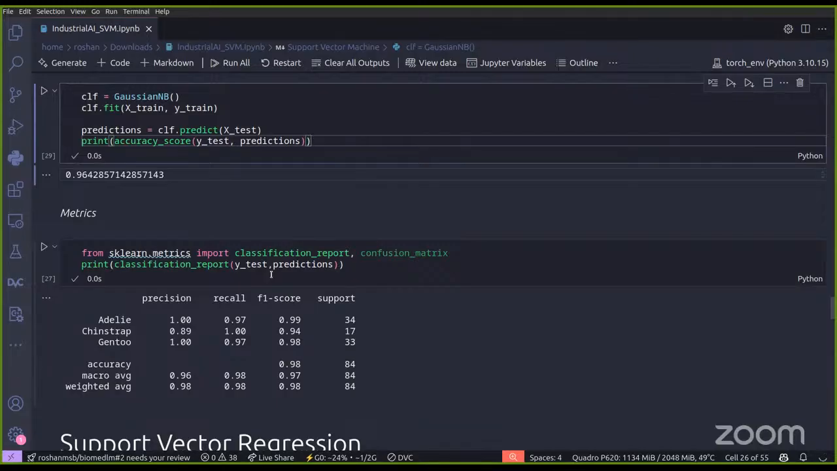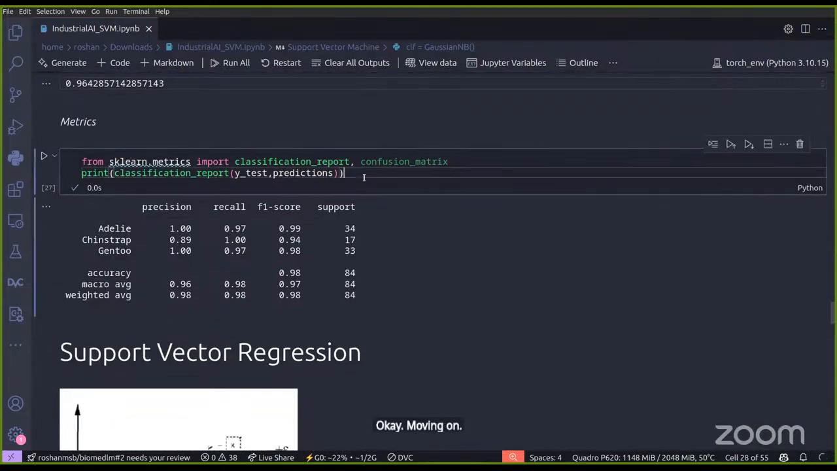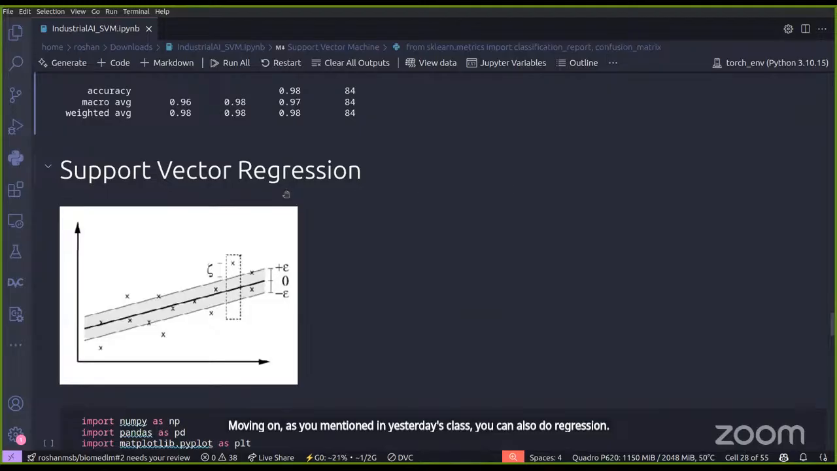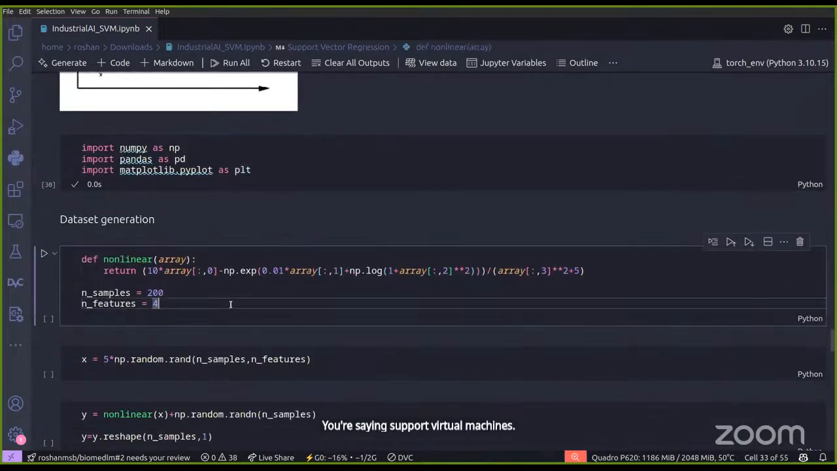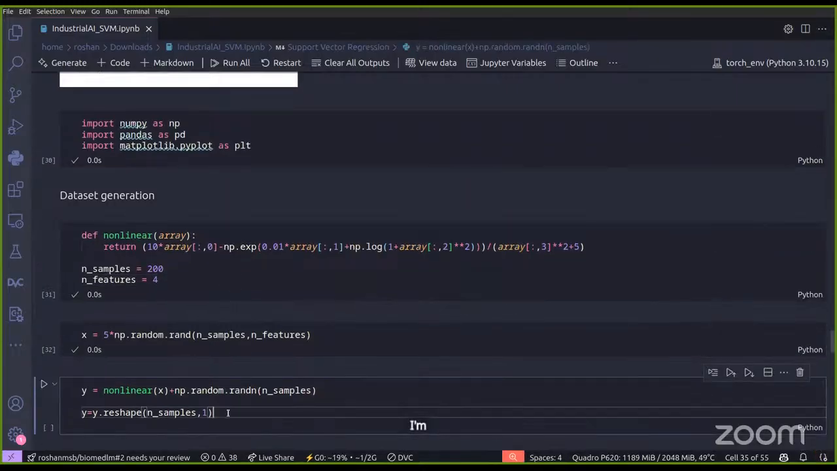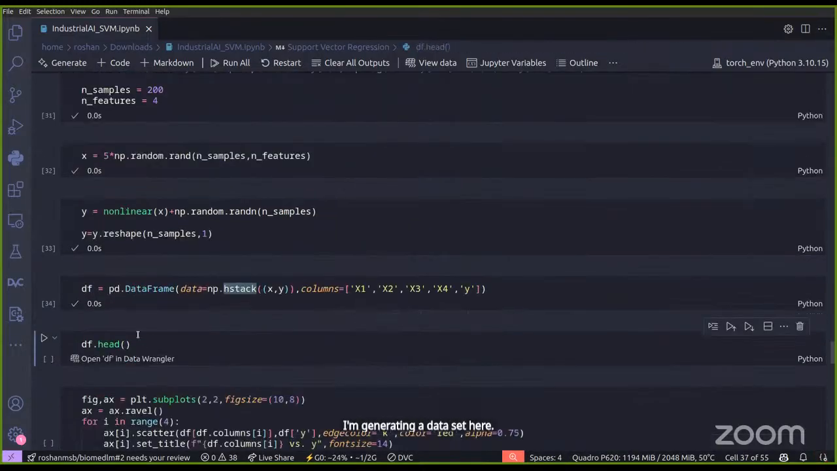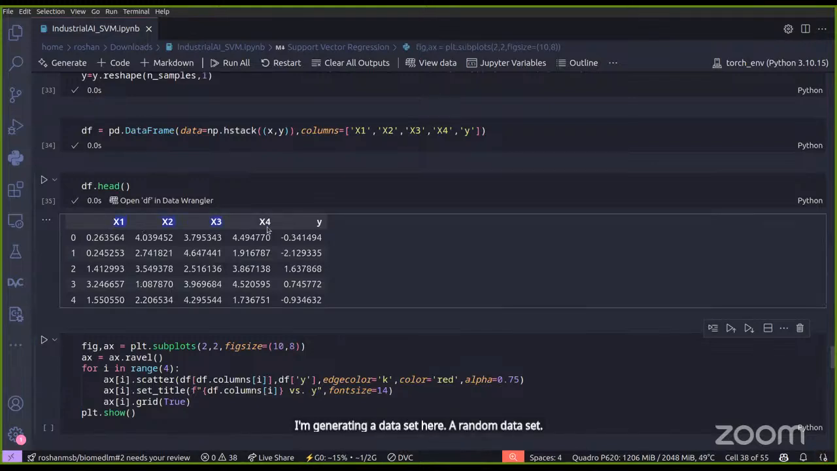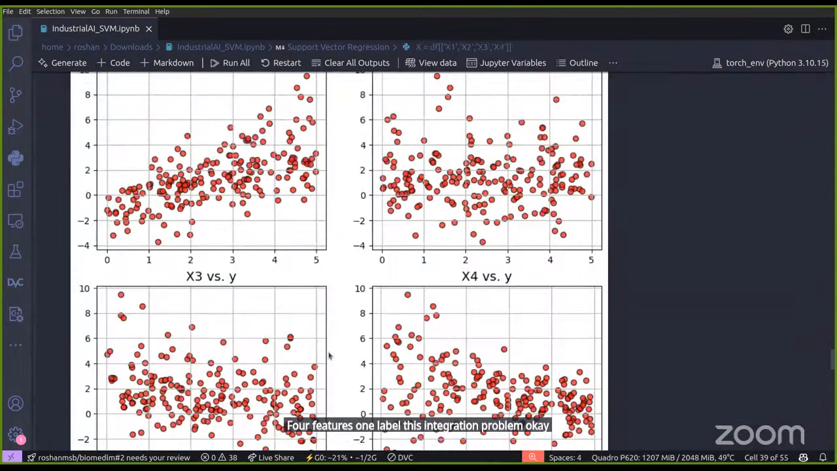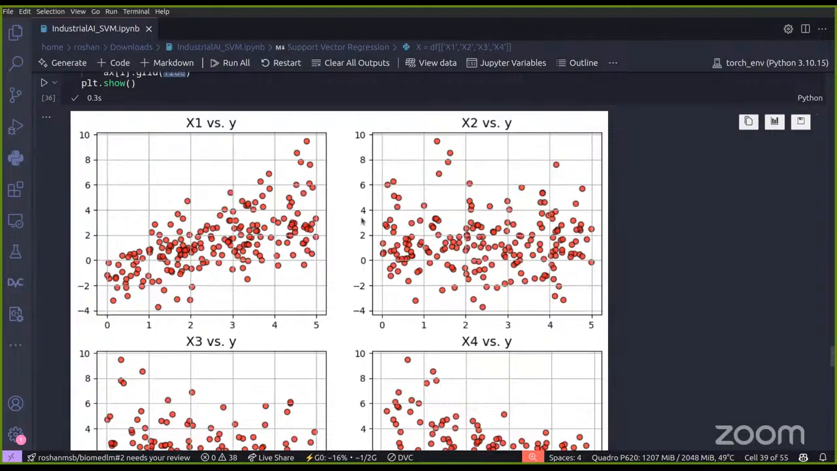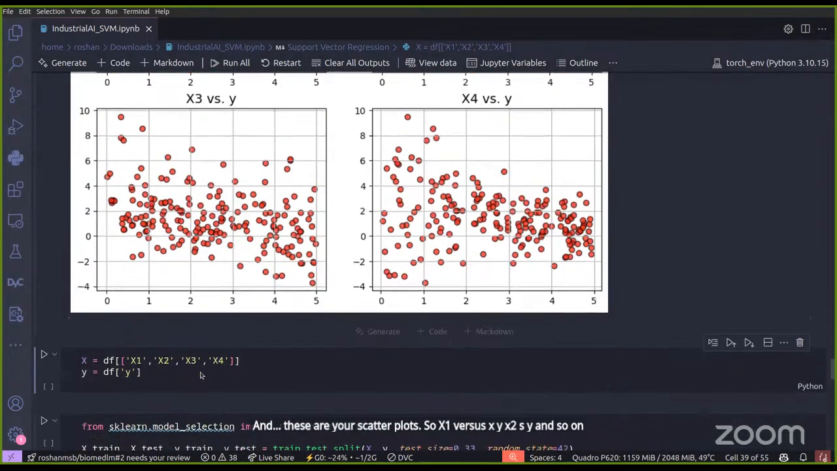Okay. Moving on, as I mentioned in yesterday's class, you can also do regression using support vector machines. So I'm generating a data set here. A random data set. 4 features, 1 label. This is a regression problem. And these are your scatter plots. So x1 versus y, x2 versus y, and so on. 4 features versus 1 label.